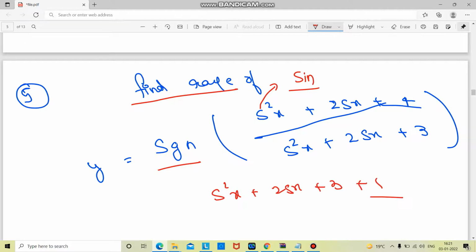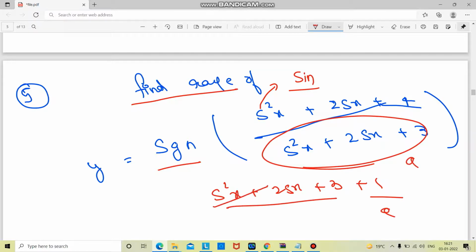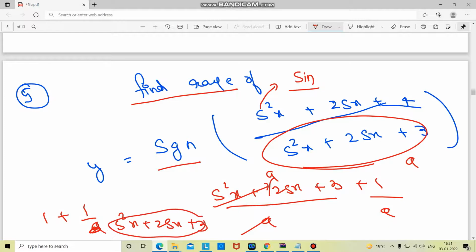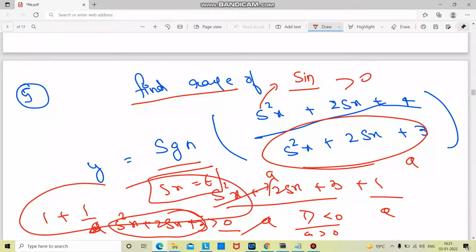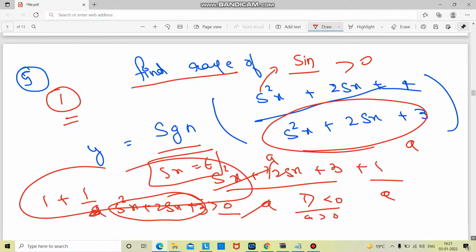We can write it like this. This all we can take as a. This is also a. So we get 1 plus 1 by a, and a is sine squared x plus 2 sine plus. And this is always greater than 0. You can check it by quadratic. Sin x is t, then you can see that D is always less than 0, a is greater than 0, so this is always positive. So this whole is always positive, so signum of this is 1, range is 1.